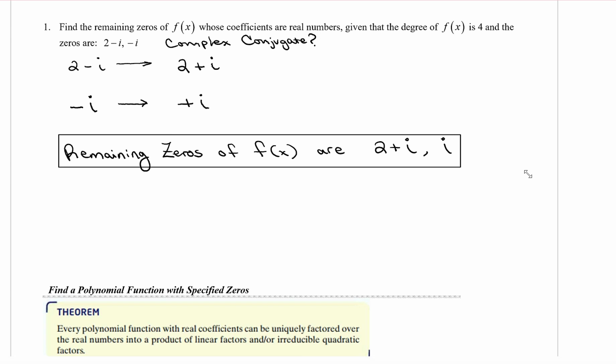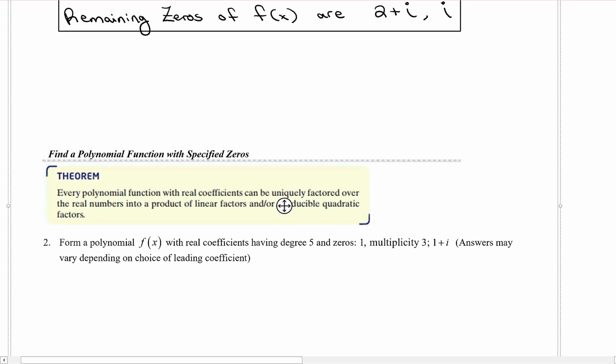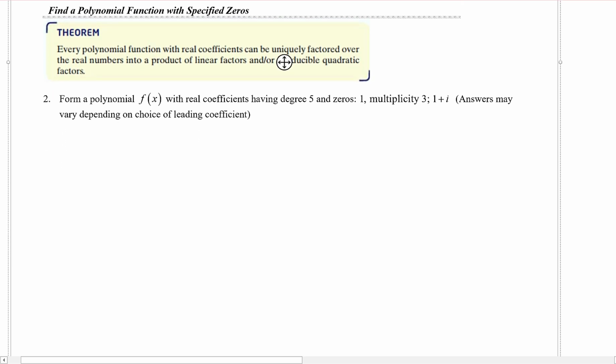Okay, let's go on to the next one, our next theorem here. It says, find a polynomial function with specified zeros. Theorem: every polynomial function with real coefficients can be uniquely factored over the real numbers into a product of linear factors and/or irreducible quadratic factors. Number 2 says, form a polynomial f of x with real coefficients having degree 5 and zeros 1 with multiplicity 3, and 1 plus i. Answers may vary depending on choice of the leading coefficient.